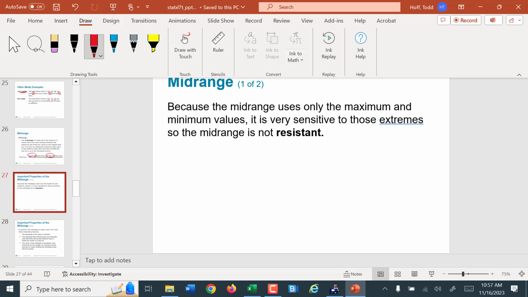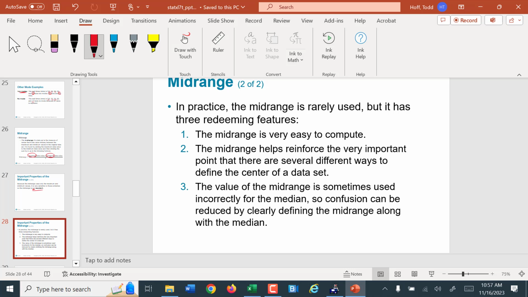Important properties of the mid-range. The big one is, just like the mean, the mid-range is not very resistant to those extreme values. So some good properties of the mid-range. It's easy to compute because we're only using 2 of the numbers, the smallest and the largest. However, we're not accounting for each of the data points. We're only using 2 of the data points. Sometimes the mid-range is mistaken for the median. It is not. The mid-range will not necessarily be in the middle of the data like the median is. So be careful. Each of these measures of center does describe the center slightly differently.